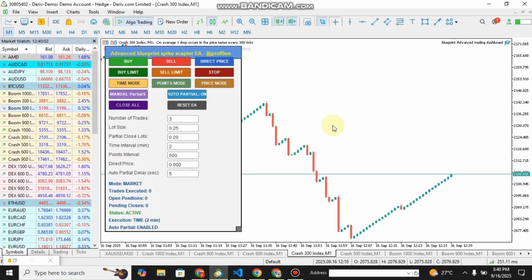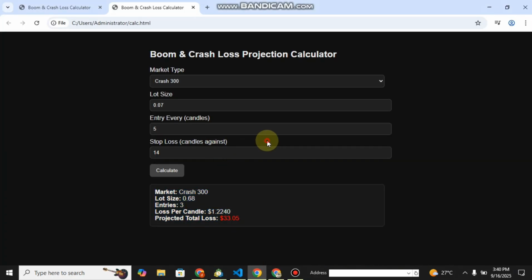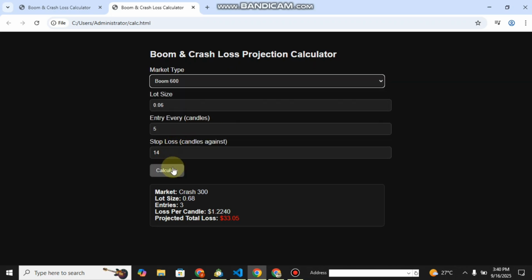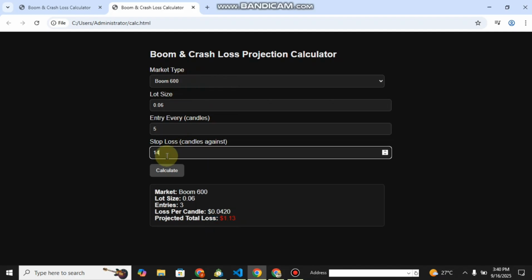So with this dashboard, because there is a video I've made about it, you can execute any lot size. You can even execute 0.06 in Crash 600, any lot size you want in any market. So there is no reason to not use any lot size and execute. You can see if I use 0.06, I've just lost $1 in Boom 600. Even if the stop loss is 18 or 19, calculate, I'll just lose 1.93.